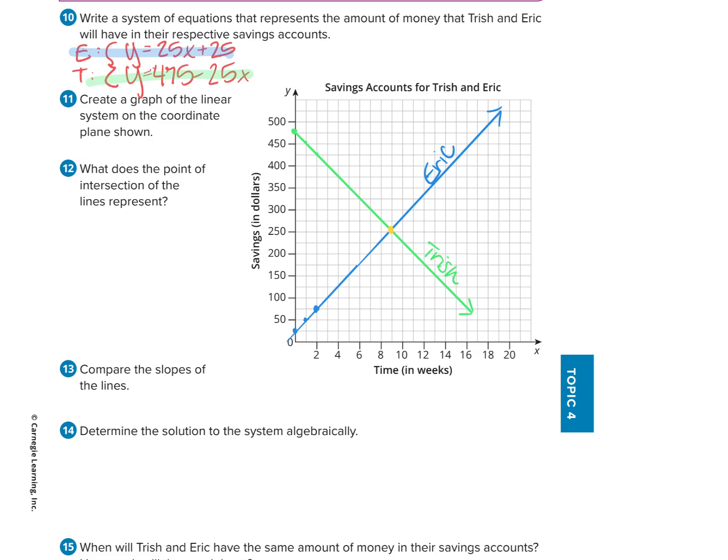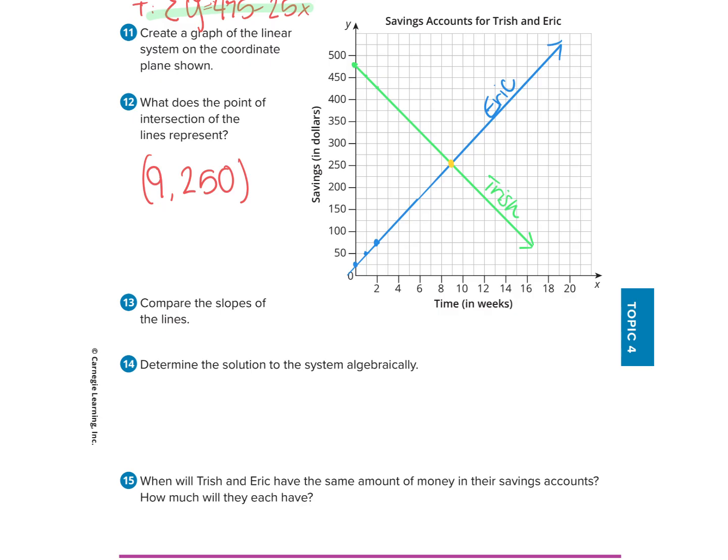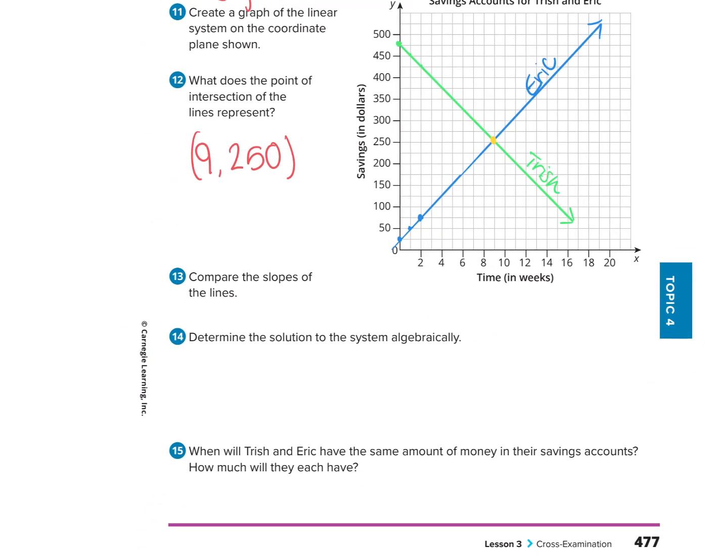Which would be approximately at 9, 250 to answer number 12. Okay, then if we were to compare the slopes, we can see that the slope values, one's positive, one's negative, so they're opposite.